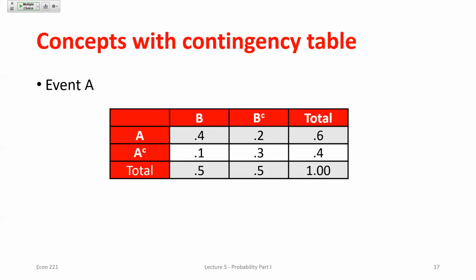The totals represent the probability of the row or column heading you're in. So here, the probability of B, we'll go down to the total, is 0.5. The probability of A complement, we'll go over to the total, is 0.4. So those totals represent the probabilities of the outcomes themselves, whatever the row and column heading is. The top 4 left cells represent the intersections of their row and column headings.